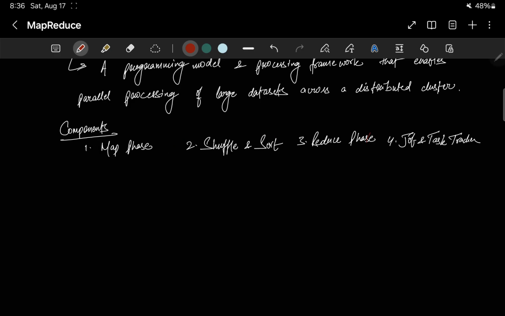Next comes the reduce phase. The reduce phase involves applying a user-defined function to the grouped intermediate key value pairs to produce the final output.